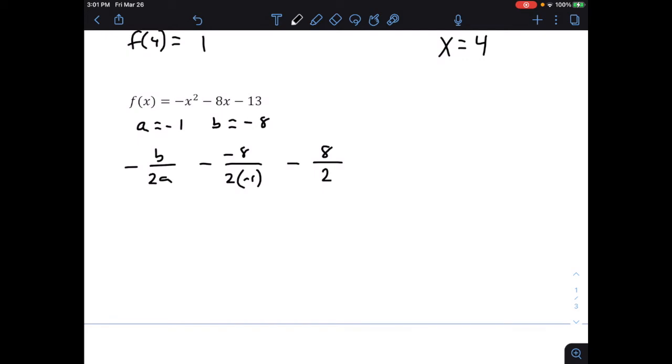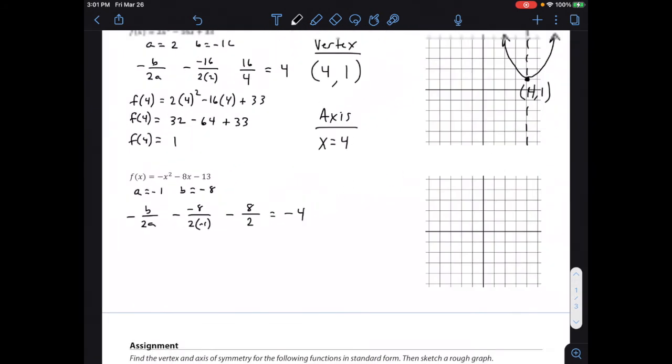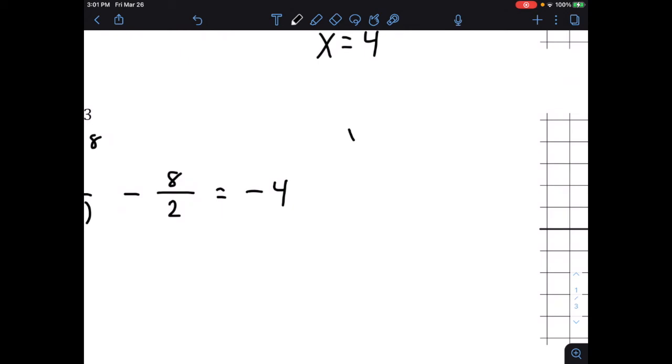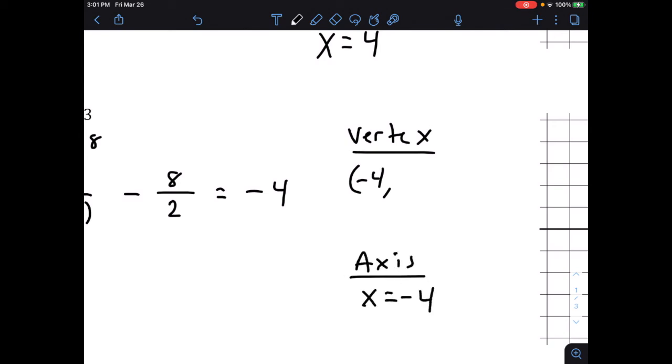So we ended up getting the same x value. Well, actually it's negative, so it's a -4. But we got a 4, which is just a coincidence. We're not always going to get 4. And so in this case, the x value of our vertex is -4, and our axis of symmetry is x equals -4.